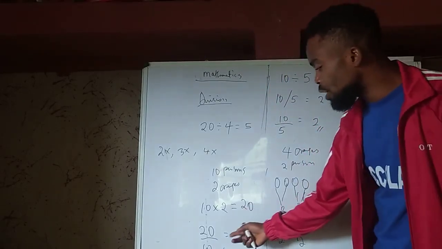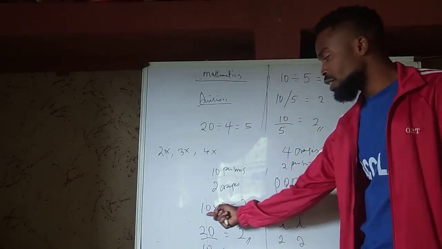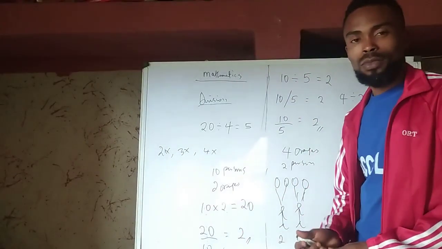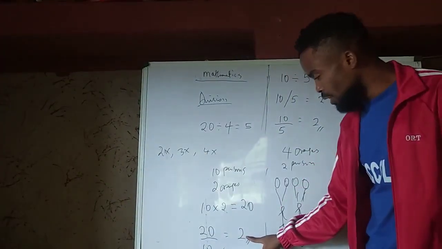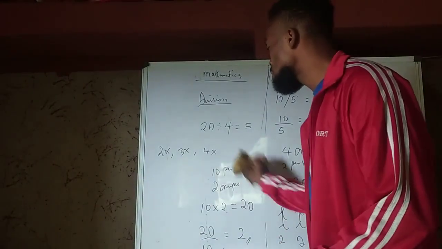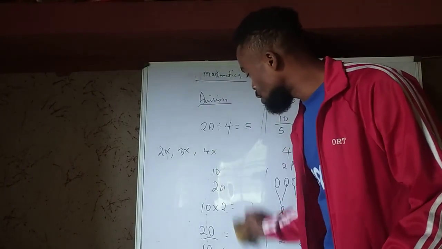If you look carefully, you will see the relationship here. 10 times 2 equals 20. 20 divided by 10 equals 2. You understand? So we can also still say 10 times 2 to become 20. So that's the relationship between multiplication and division.